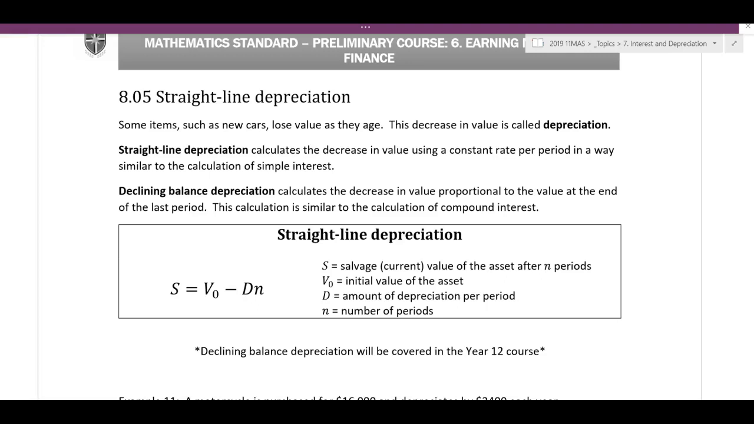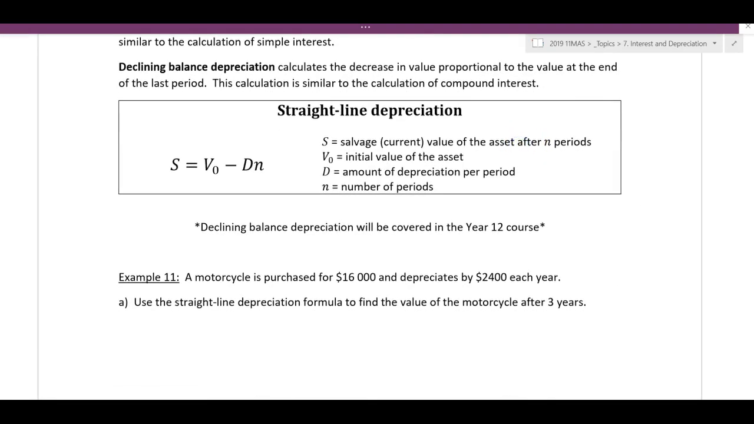So, straight line depreciation, here is the formula. S is for salvage value. That's what it's worth now. Not how much it's decreased, not what it's worth originally. What it's worth now. V, with that subscript 0, is my initial value. That's like value at time equals 0, after 0 time has passed. That's what that little 0 is representing. We don't change it or anything, but just a bit of an explanation why it's there.